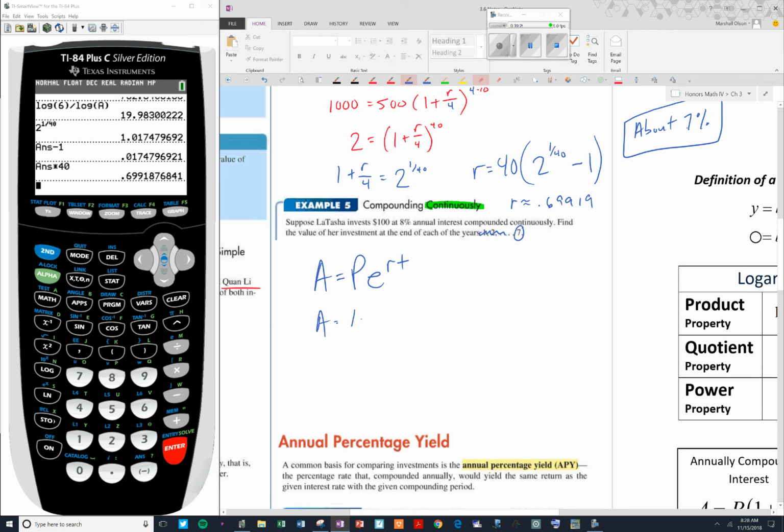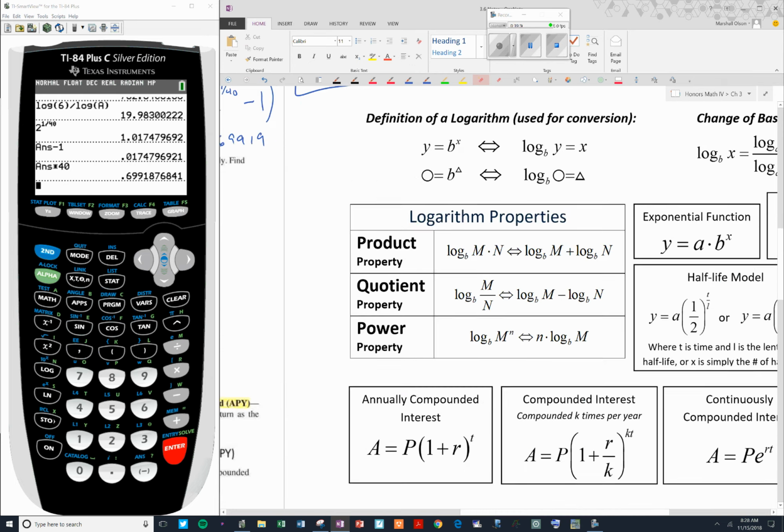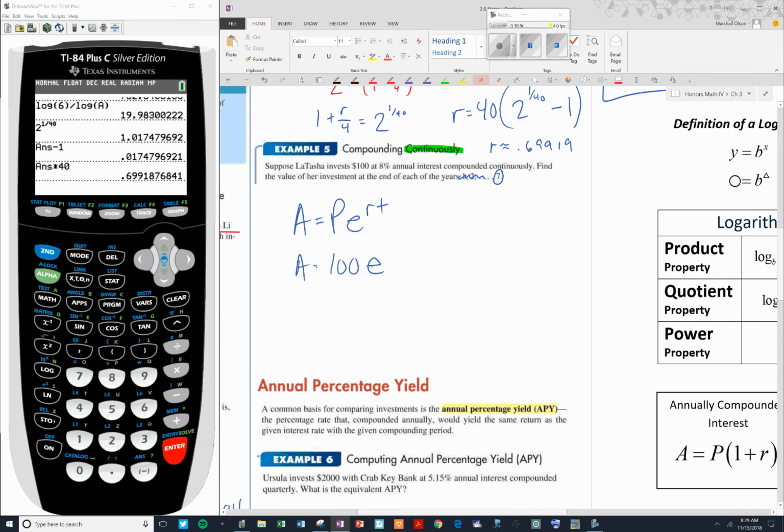We're just going to find after 7 years how much is in this account. So we've got $100. If it's compounded continuously, you can't use this formula, because there's no K value that represents continuous. So that's why we need e. All right, compounded continuously, we end up using e. So the rate is 8%, and we are going to find this after 7 years.